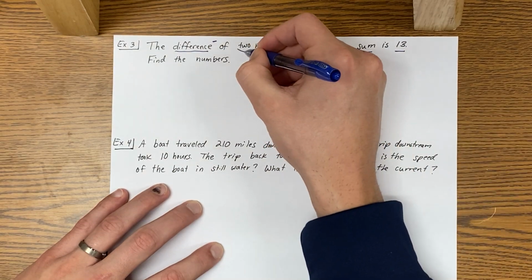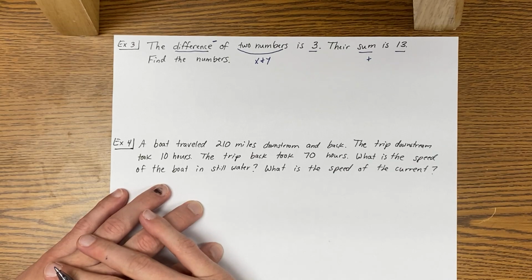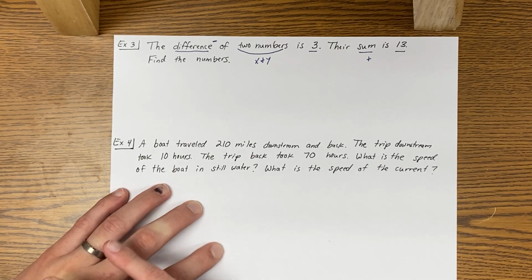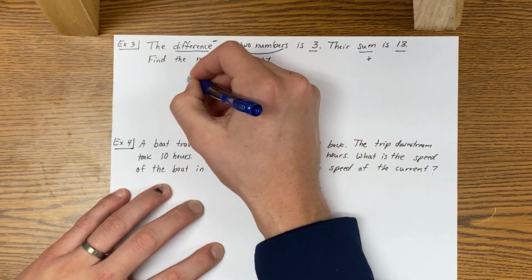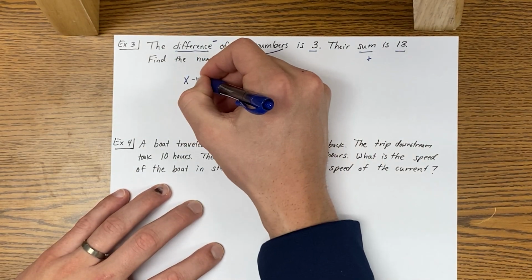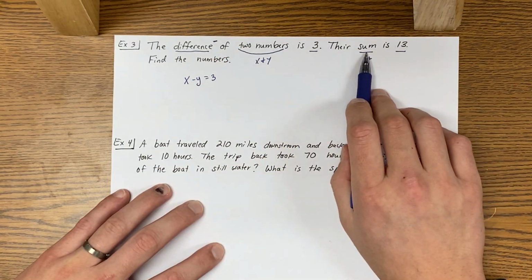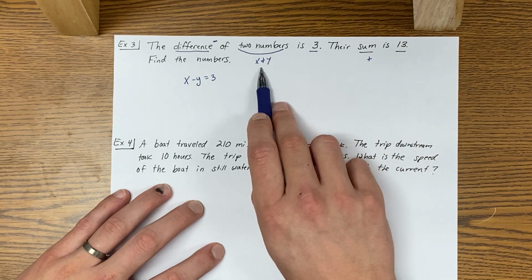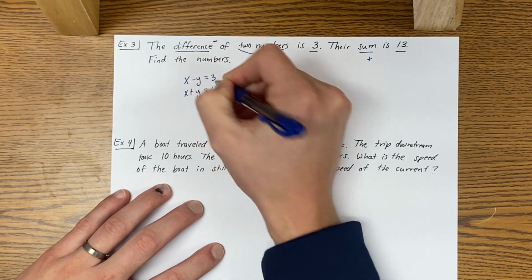Difference means subtract. Sum means add. The two numbers, we don't know what those are. We're going to say those are x and y. When we do this, always list x first. So the difference of x and y is 3, that'd be x minus y equals 3. The sum of x and y is 13, so x plus y equals 13.